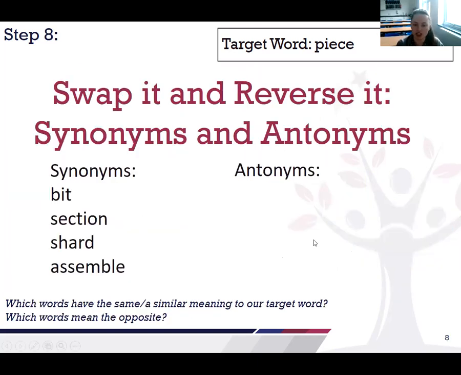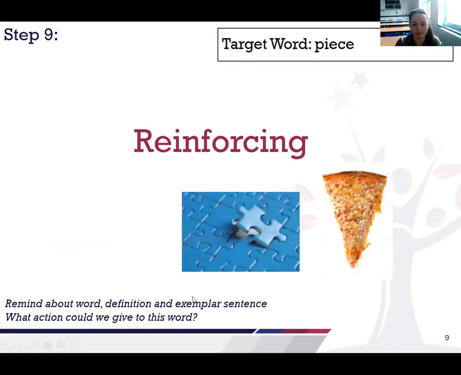Let's have a look now at some synonyms. We've not got any antonyms for this word, but we do have some words that mean the same or similar. So we could say bit, section, or shard. They're synonyms for the noun. So we could say a piece of glass, a bit of glass, a section of glass, or a shard of glass. We could also have the synonym assemble for when we're piecing it back together. We assemble it. We're putting it back together.